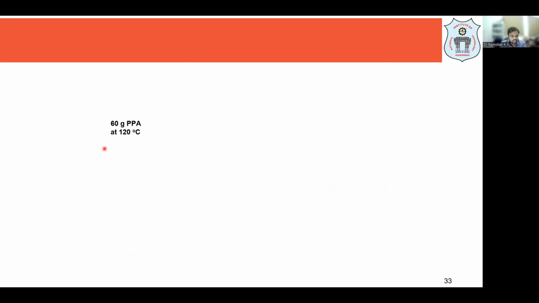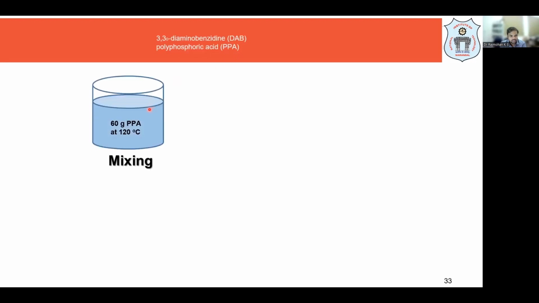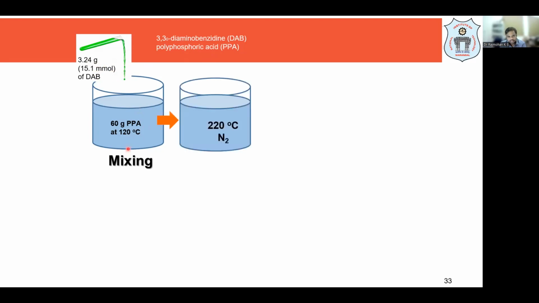So the procedure we can explain here with this flow chart diagram. First we take 60 grams of PPA at 120 degrees Celsius. This PPA, polyphosphoric acid, is mixed with 33.24 grams of 15.1 millimolar DAB, that is diaminobenzidine. Okay, so they are mixed well and polymerized at a temperature of 200 degrees Celsius under proper mixing. We allow the reaction to take place for 24 hours.